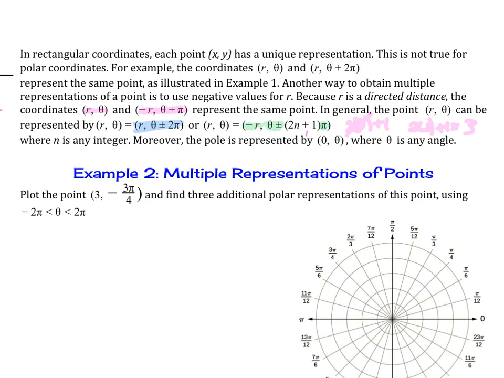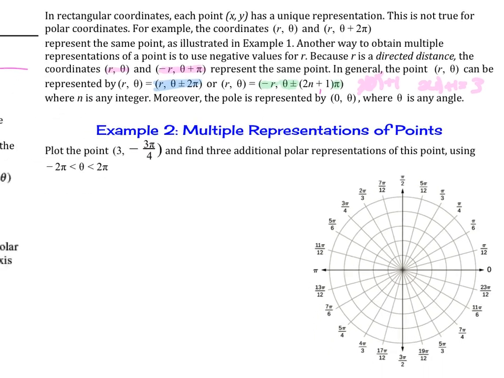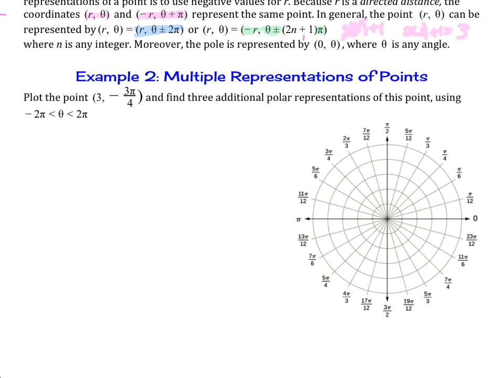And the pole is represented by (0, theta), and theta is any angle. So let's look at this example. Plot the point (3, -3π/4), and find 3 additional polar representations of this point. And we're using theta between -2π and 2π.